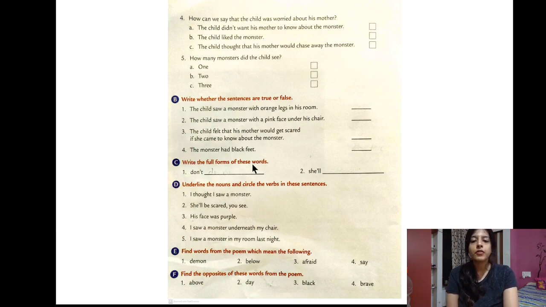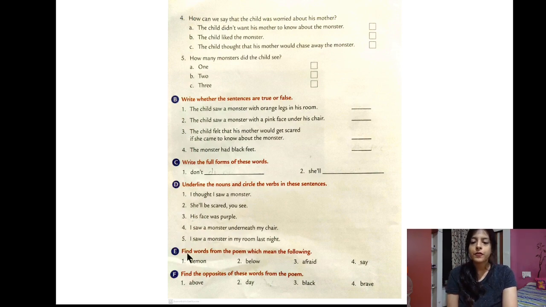Now write the full forms of these words. Don't and she'll are the contractions of two words. Don't is the contraction of do not. You have to write the full form of she'll. I told you the first, it is do not. Now underline the nouns and circle the verbs in these sentences. You know what verbs are, and we have studied a lot of types of nouns by now. So you have to underline the nouns and circle the verbs.